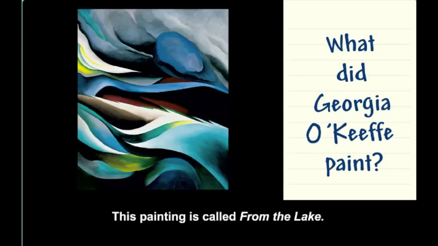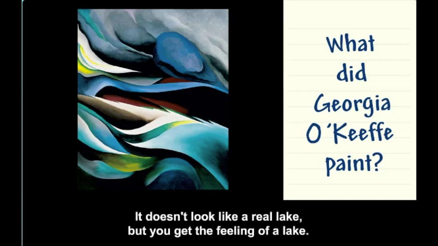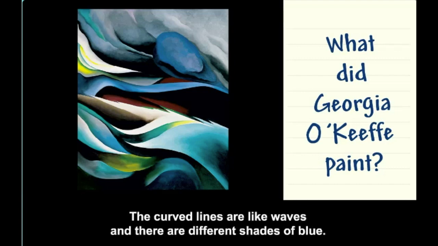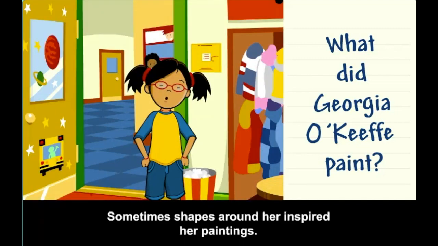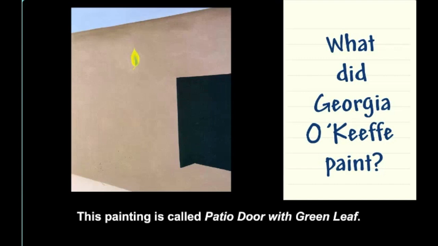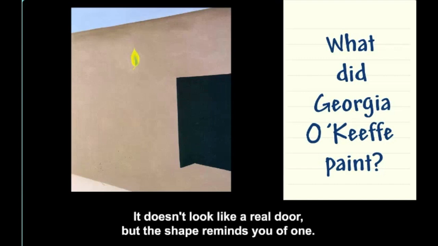This painting is called From the Lake. It doesn't look like a real lake, but you get the feeling of a lake. The curved lines are like waves, and there are different shades of blue. Sometimes shapes around her inspired her paintings. This painting is called Patio Door with Green Leaf. It doesn't look like a real door, but the shape reminds you of one.